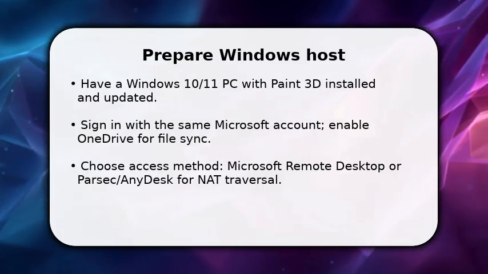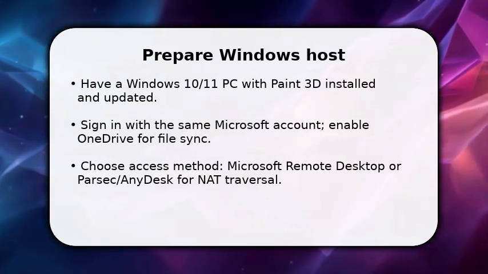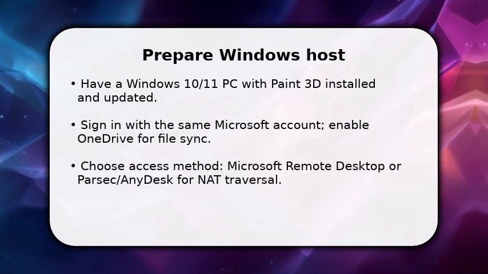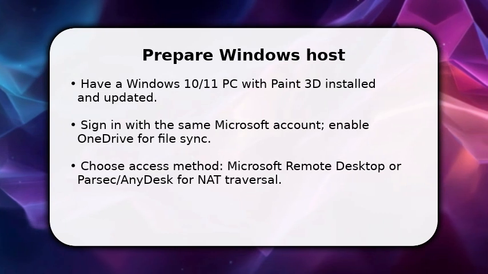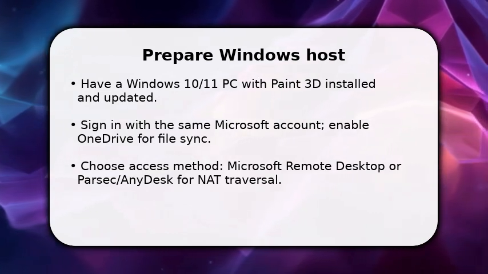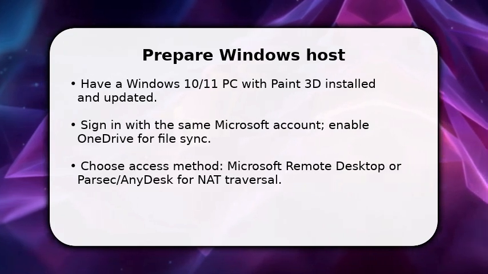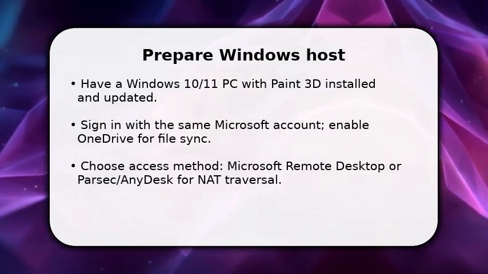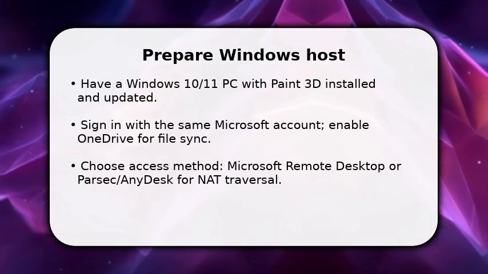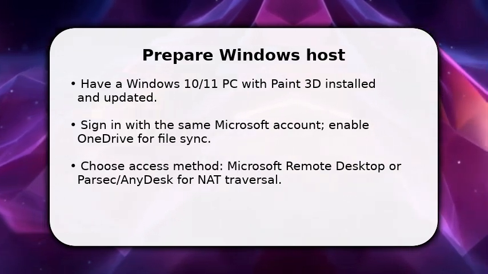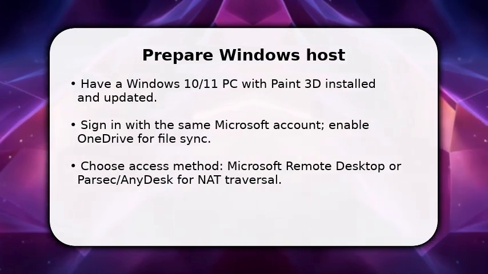You start by prepping a Windows machine that actually runs Paint 3D. Install and update Paint 3D, sign into your Microsoft account, and enable OneDrive so files sync automatically. Once done, decide how you'll access the PC from mobile. Microsoft Remote Desktop for built-in security or Parsec/AnyDesk if you need easier NAT traversal and lower latency. Make sure the PC stays on and sleep is disabled. That keeps the session reachable when you attempt the mobile connection.